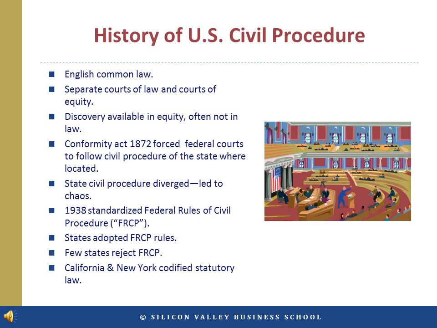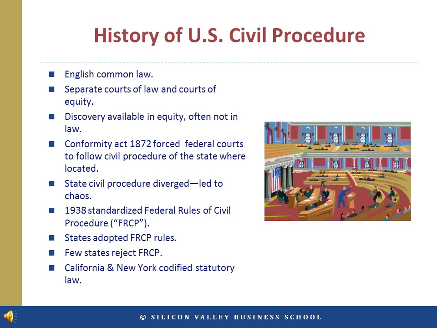The Conformity Act of 1872 directed federal courts to conform to the civil procedure of the states in which each federal court was located as much as possible, though federal courts were allowed to continue to develop the federal common law of evidence, most of which was replaced a century later by the Federal Rules of Evidence.